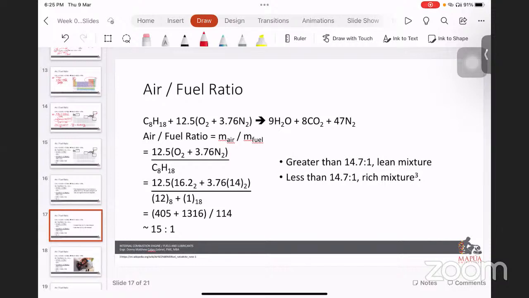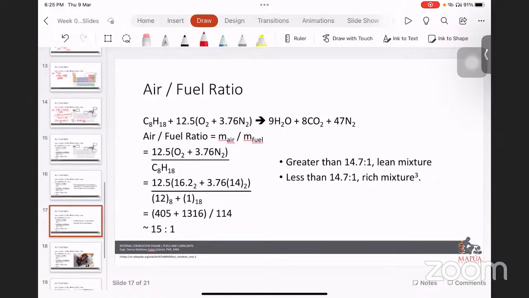So, based on your air-fuel ratio, you will be able to determine if your air-fuel mixture is lean or rich. Lean, malabnaw. Rich, matapang or malapot. Question so far? All clear naman po, sir.